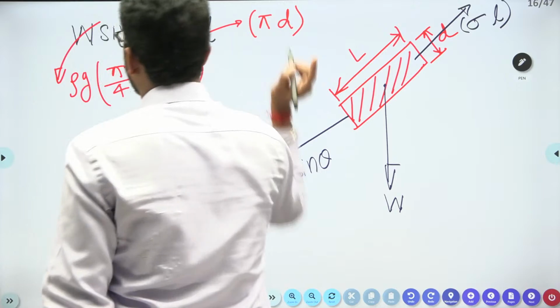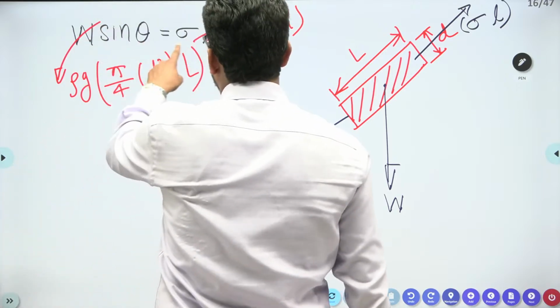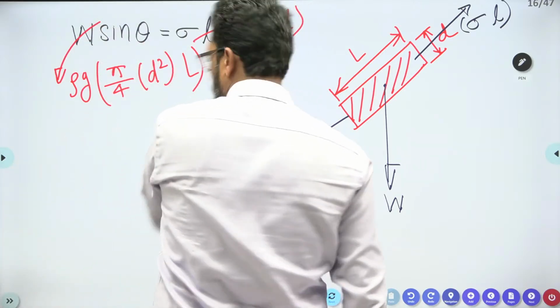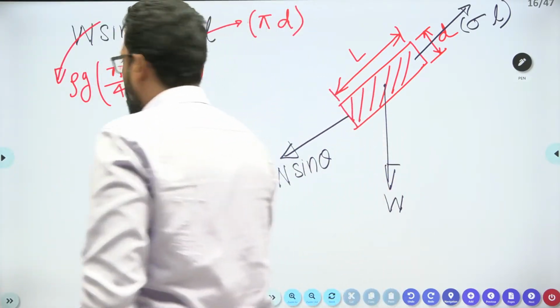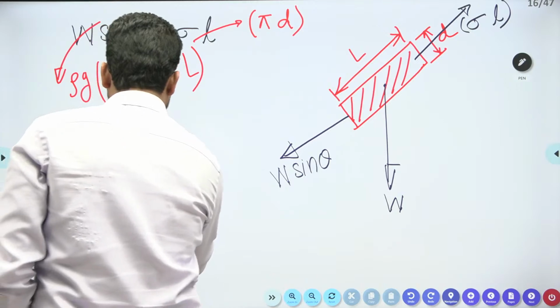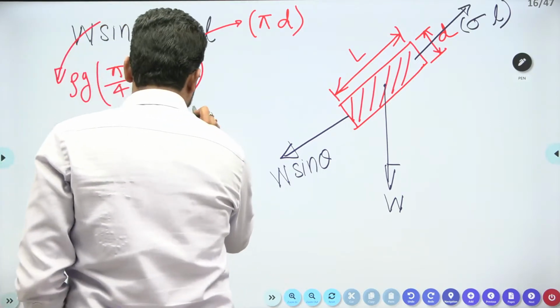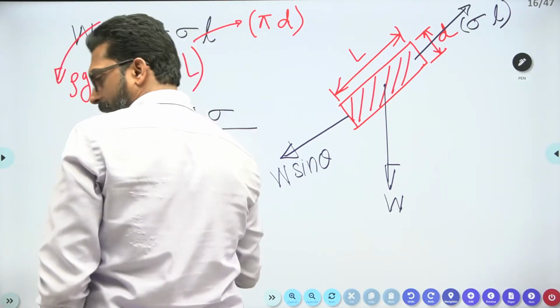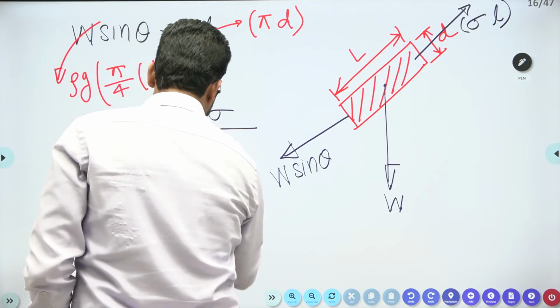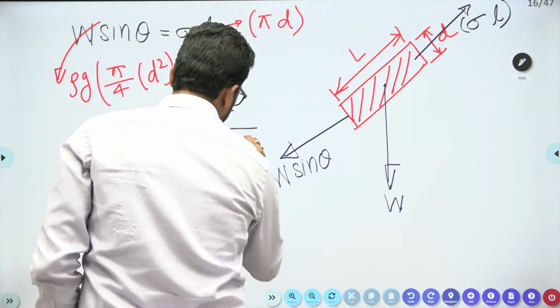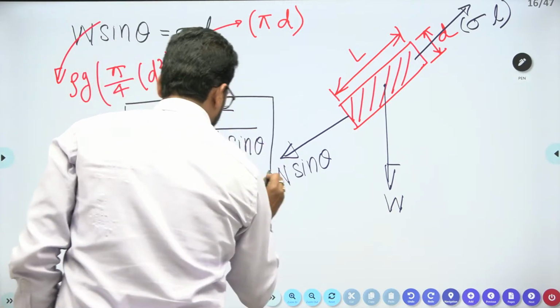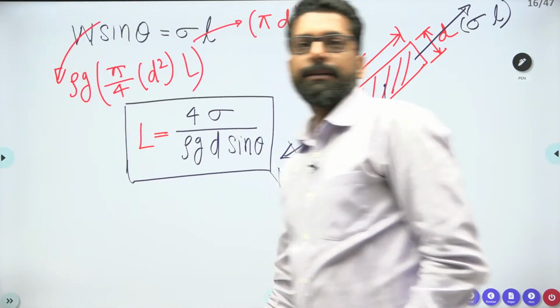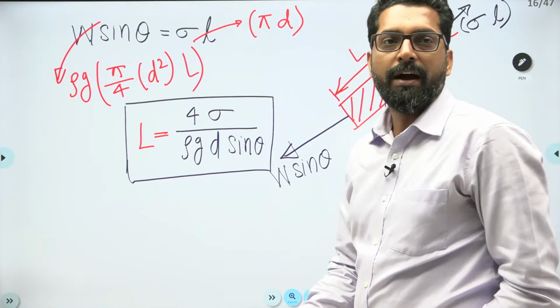Now you have to equate these. From that equation you calculate the length. The final expression is L equals 4 sigma divided by rho g D sine theta. This is your final expression.